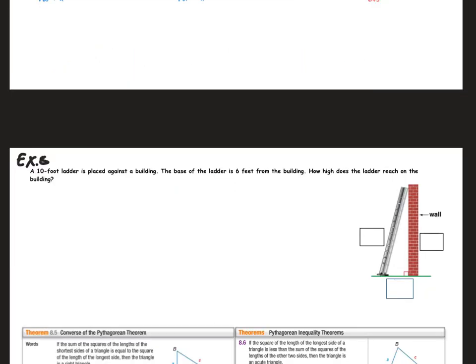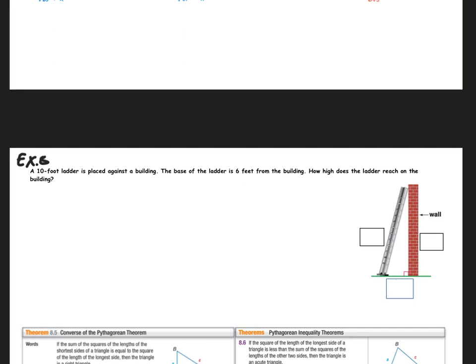All right, example number 8, again another word problem. This time I want you guys to take a moment when I get done reading to try it on your own, and then we'll see if you get the same answer. So it says a 10-foot ladder is placed against a building. The base of the ladder is 6 feet from the building. How high does the ladder reach on the building?